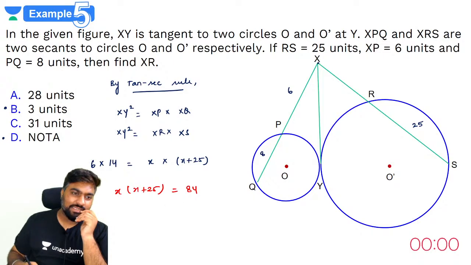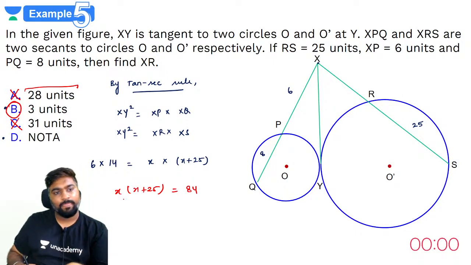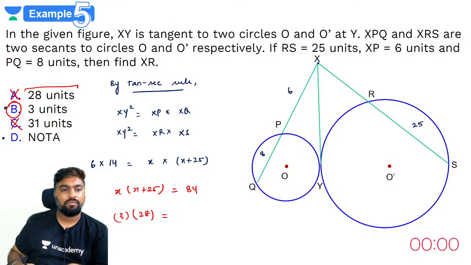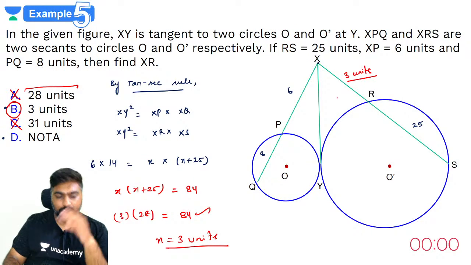Now instead of dealing with the quadratic equation, there is no need to form it. Directly go from the answer choices. 28 into 25 itself is a very big number, so this is out. 31 is too big a number. What's your answer? 3. Because 3 into 3 plus 25 is equal to 60 plus 24, 84. Satisfies. So x is equal to 3 units, which is this, 3 units. Got it?